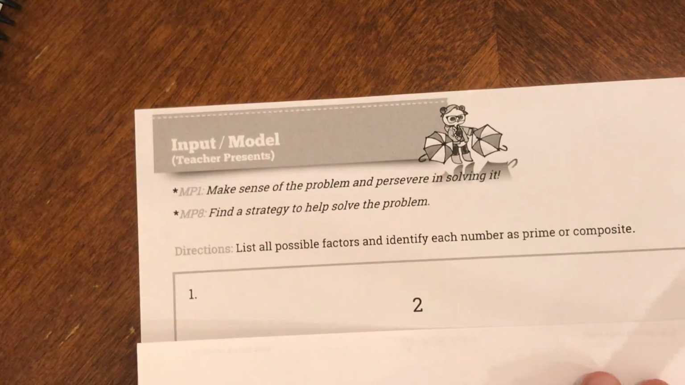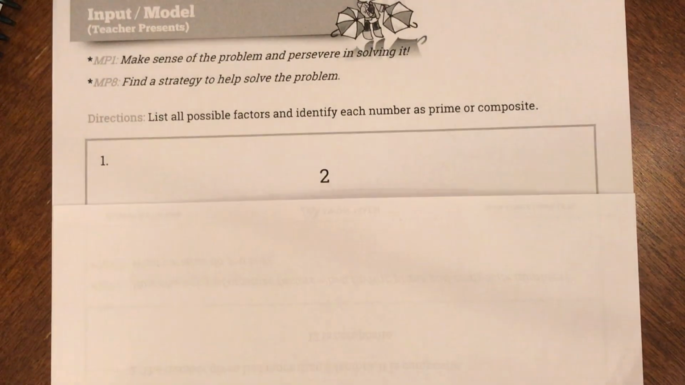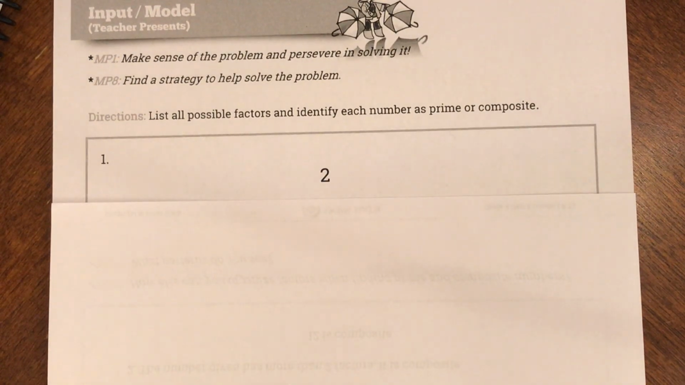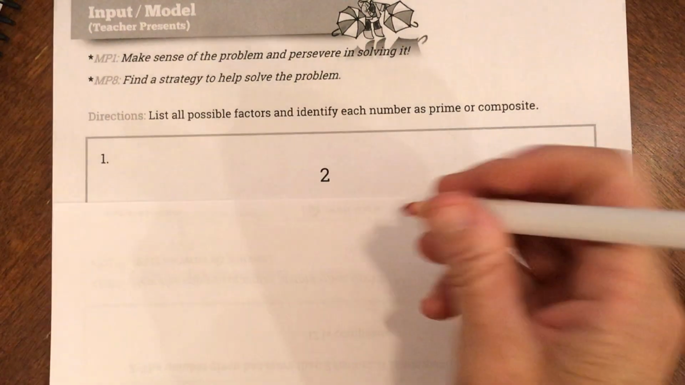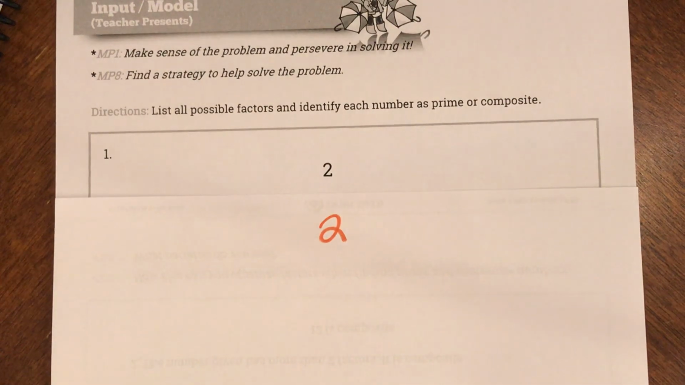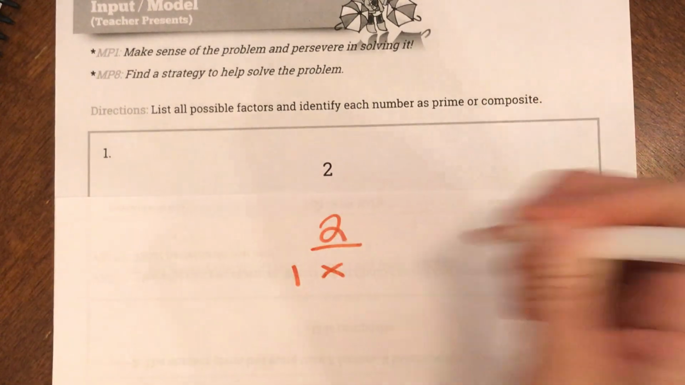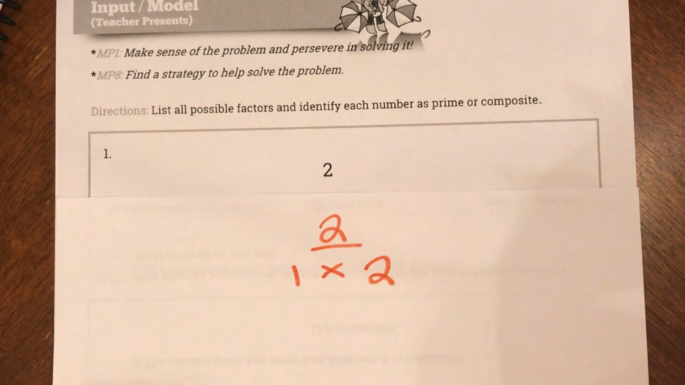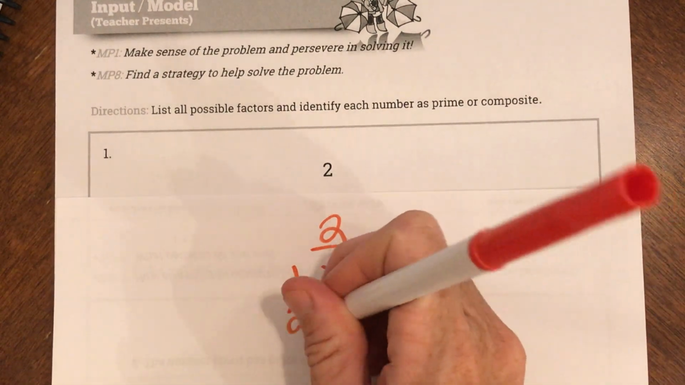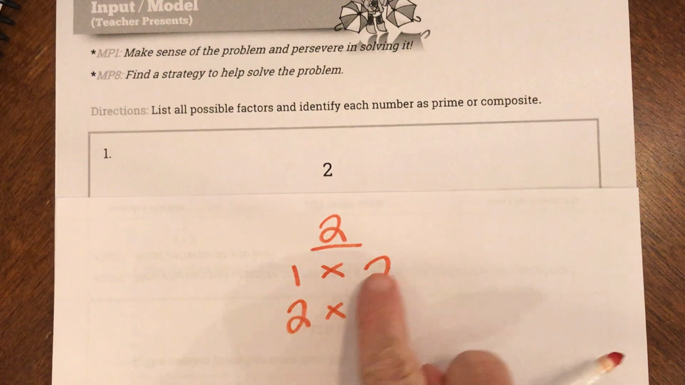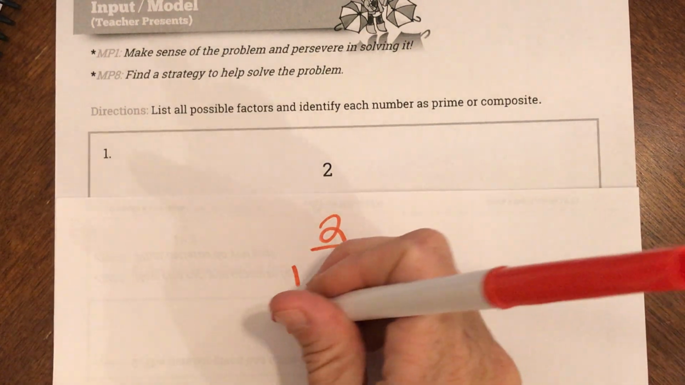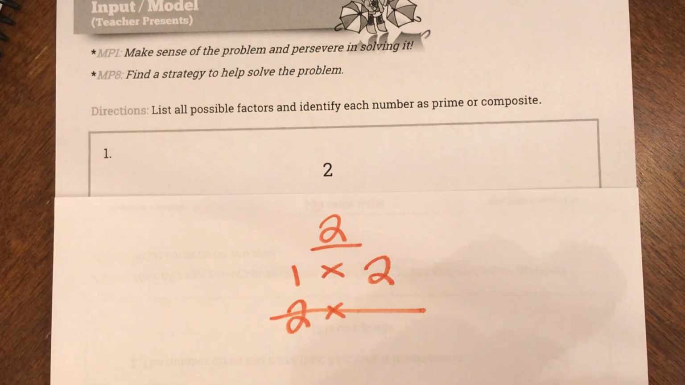So here is my first problem, and it says list all the possible factors and identify each number as prime or composite. So my first number is 2, and I always like to rewrite mine. Okay, so I'm always going to start with 1. And 1 times 2 gets me 2. Then I go 2 times, oh, there's a repeat. Here's a 2 and here's a 2, so I can stop and I'm done. That's what I mean when there's a repeat, you stop.